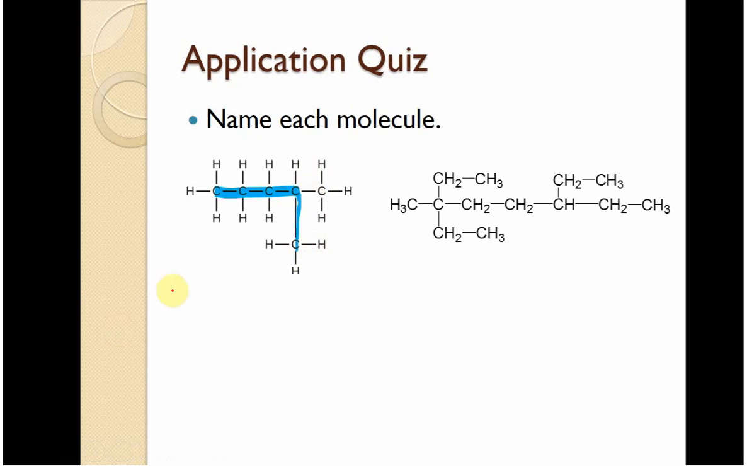So my longest chain is 5, which means I've got a pent. All single bonds, so I've got an ane, it's going to be an alkane. Now I've got this substituent bonded here. This is a one carbon group, so it's a methyl group. Now I can either say that that methyl group is at 1, 2, 3, 4, 5, so it's either going to be at the 4, or 1, 2, 3, 4, 5. And we want to put it at the lowest number. So I'm going to count from down here over, and I'm going to make this 2-methylpentane. Dash there, all one word.